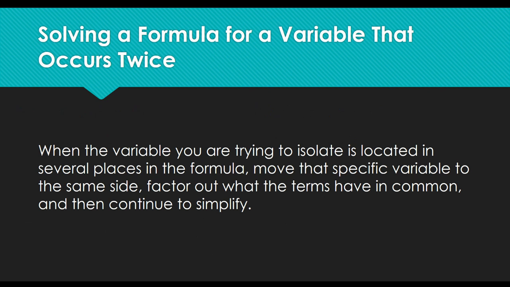All right, so now it says, let's solve a formula for a variable that occurs twice. So all those other ones, we only saw the variable that we were looking for one time. That's not always the case. So when the variable you are trying to isolate is located in several places in the formula, you have to move that specific variable to the same side first. Then you'll factor out the term that they have in common, and then you'll continue to simplify.